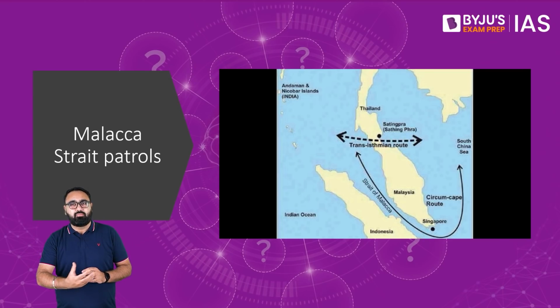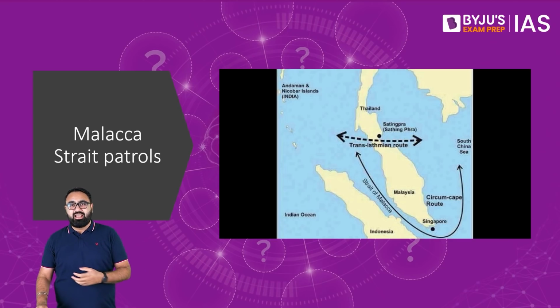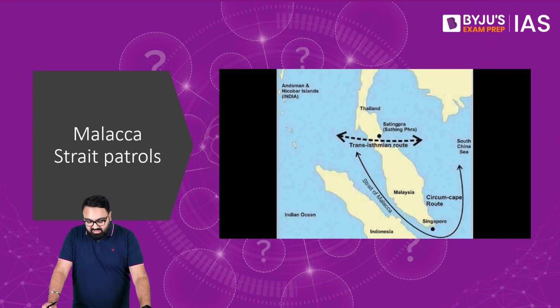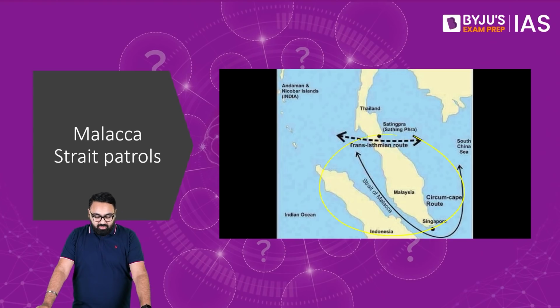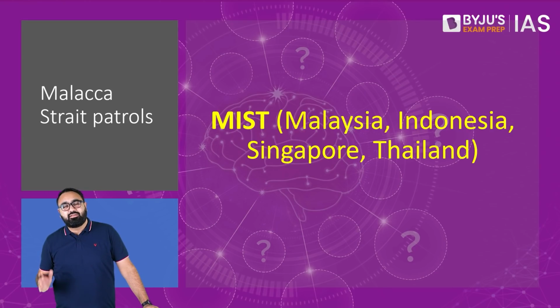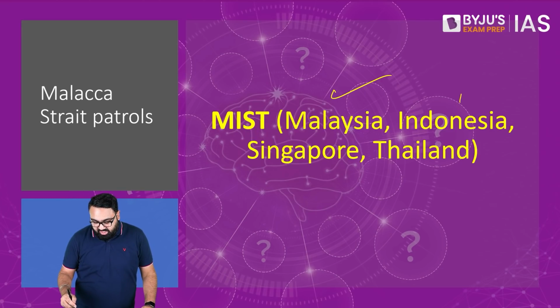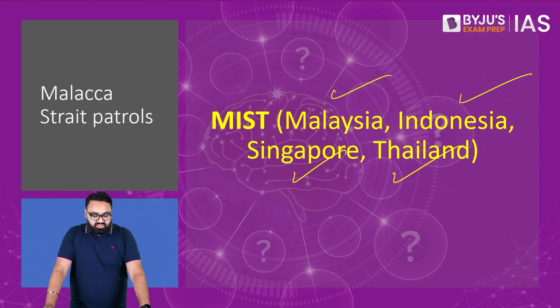So they keep on having constant inspections. They keep on having constant security checks together as a team. That is called the Malacca Strait patrols. The Malacca Strait patrols are undertaken by obviously those nations which surround the Malacca Strait. It's not that difficult to remember. M-I-S-T, mist. Lot of water around in the Malacca Strait, and when there's a lot of water, the one word that you can identify this is mist. Malaysia, Indonesia, Singapore, and Thailand. These are the 4 nations in the form of mist that have come together and they patrol the Malacca Strait together.